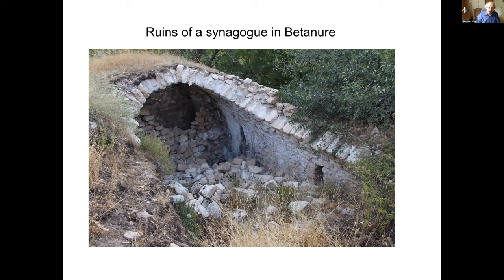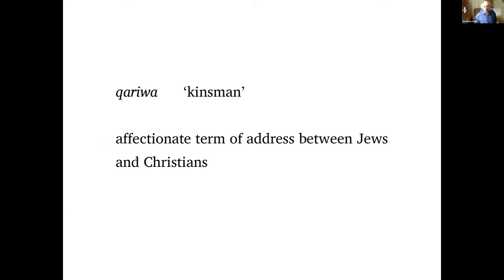Now, Betanure is an interesting place because it was very close to a Christian village called Er Nune, where the Christians spoke Aramaic, but they spoke different dialects. This is often the case with Jewish languages, and certainly with Aramaic: the Jews and Christians speak the same language, but with different dialects. But one of the touching things about the situation until the 1950s was that there was a very close relationship between the Christian and Jewish Aramaic speaking communities.